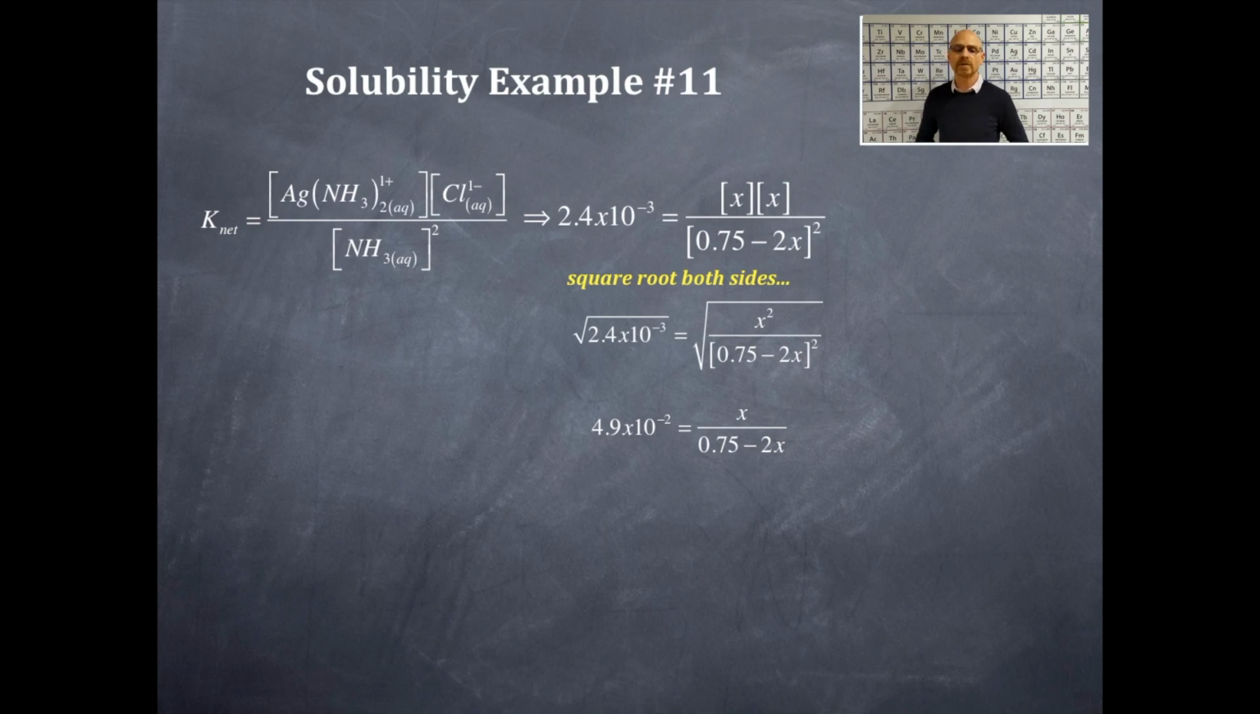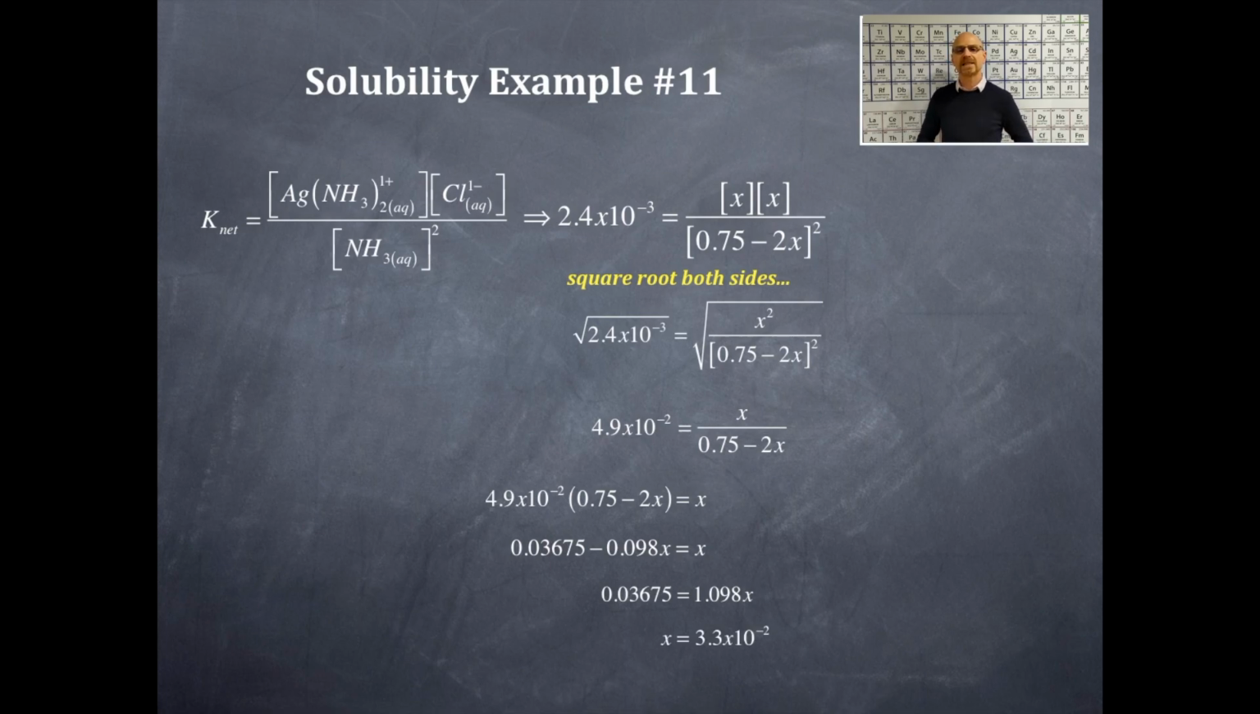You're going to cross multiply here. You're going to solve for x. So you're going to get 4.9 times 10 to the negative 2 times the quantity 0.75 minus 2x is equal to x. I'm going to distribute that 4.9 times 10 to the negative 2 over both the terms inside the parentheses. Okay, that's what I've got right there. I'm going to combine my x terms and my non-x terms, put my x terms on one side, my non-x terms on the other side. That's what I've got here. And now I'm going to divide by my coefficient in front of the x.